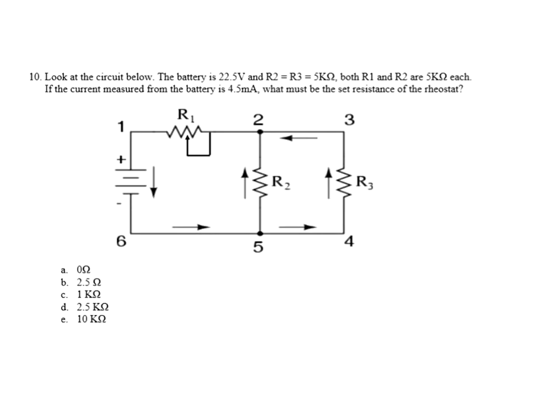Oh no, look at this. Where do we see this before? Okay, what do we got to do here? Look, the battery is 22.5 volts. R2 equals R3, which are 5K each. Both R1 and R2, whoops, that's not right. Hold on a second. I got to fix this. This is a bad question.